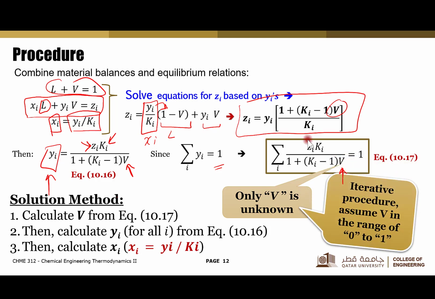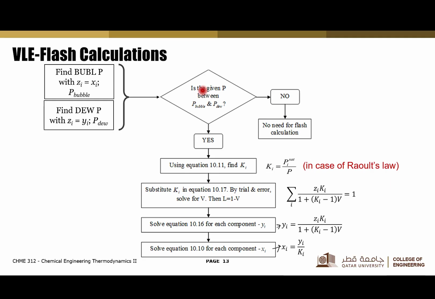All right, so again, just highlighting the solution method: calculate V, then calculate Y for all i's, and then from that we can apply X equals Yi over K to find the X's. Is the pressure that's given between the bubble pressure and the dew pressure? Again, highlighting what I said before. If it's not, then no need for flash calculations. Why? Because you're not even in a two-phase system.